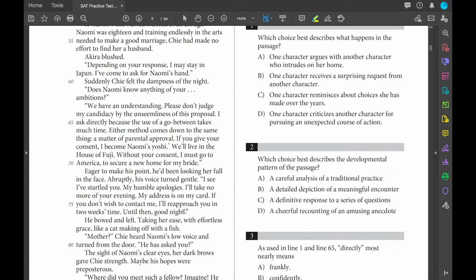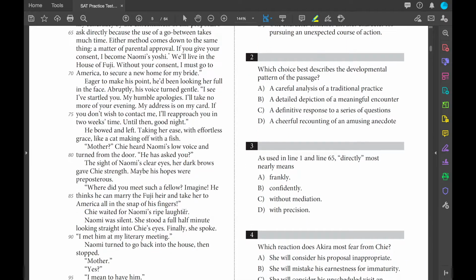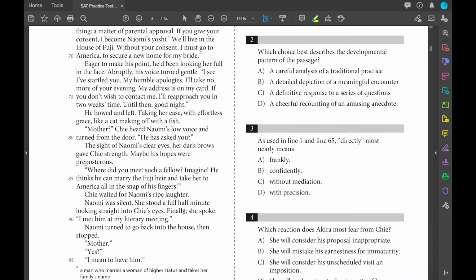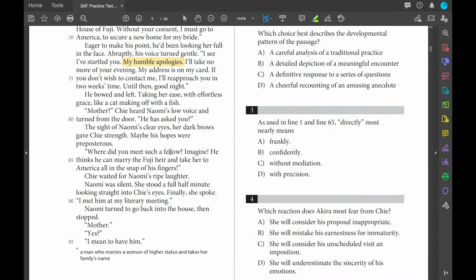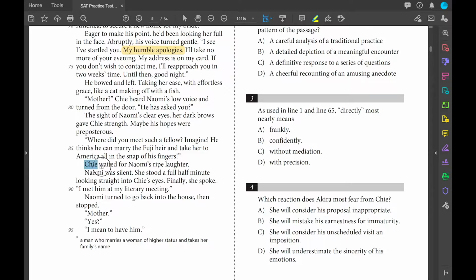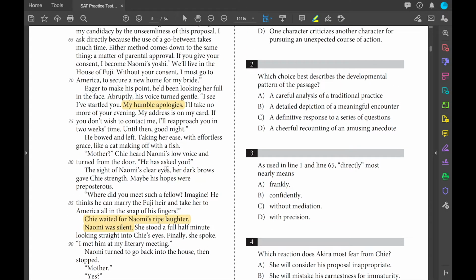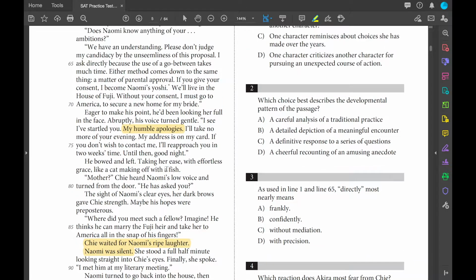And so, where are we? Well, he apologizes, so you know he's getting rejected here. But even Chie waited for Naomi's ripe laughter, but Naomi was silent. So we get a little clarity in the main idea that she's upset at the end too. And there's another good point here. Well, he startled her. Akira has startled Chie, so you know it's not going to go so well.